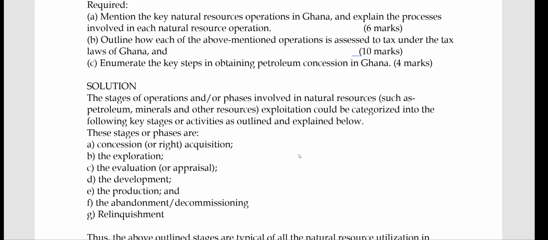If they ask you the mineral life cycle or the life cycle of petroleum, are you getting it? It's literally the same thing. Or the 3 types of petroleum.